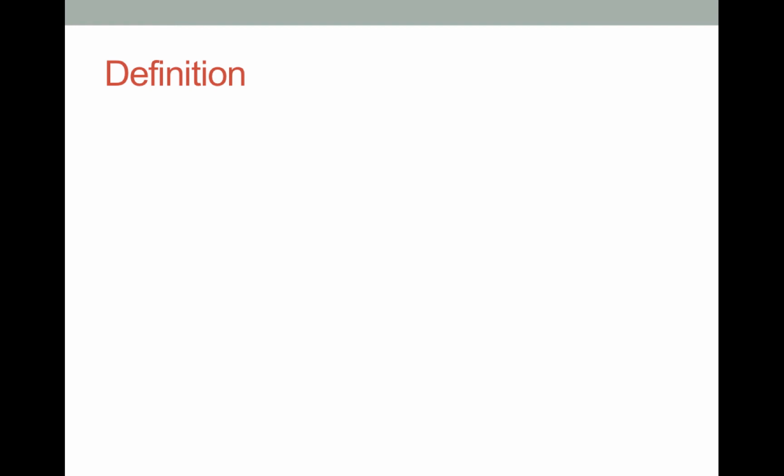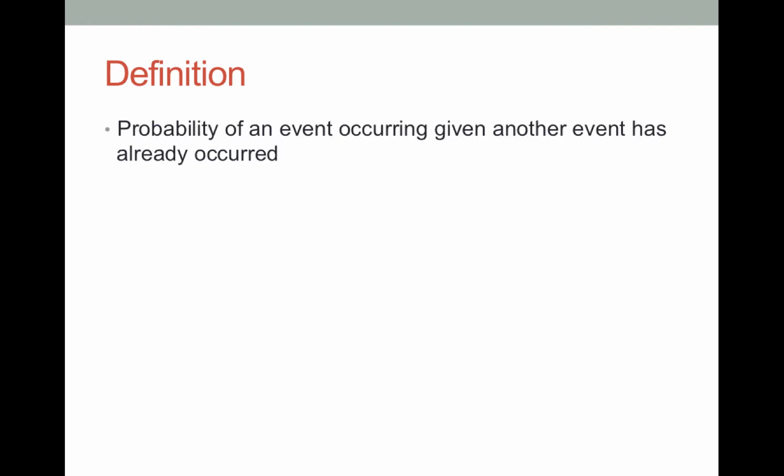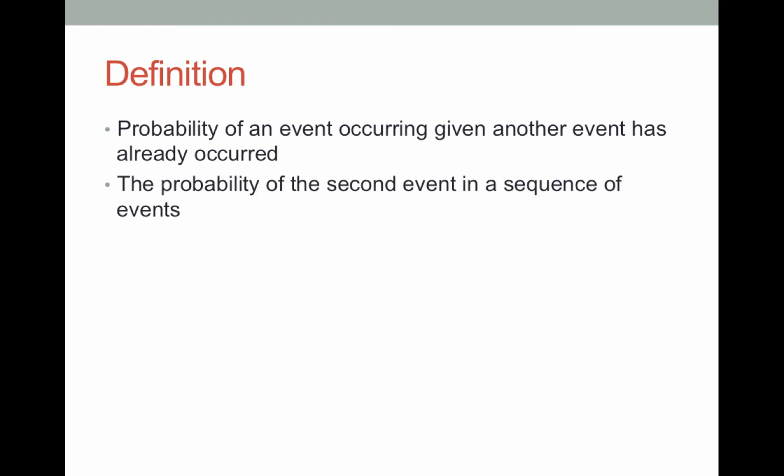All right, so let's start with the definition. What is a conditional probability? It's the probability of an event occurring given another event has already occurred. Something has happened and we're interested in the probability of the next event happening. Keep in mind this is the probability of the second event in a sequence of events. So it is not the probability of the sequence of events, but rather just the probability of the second event after something has already happened.